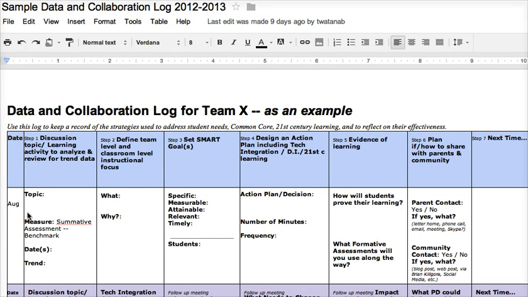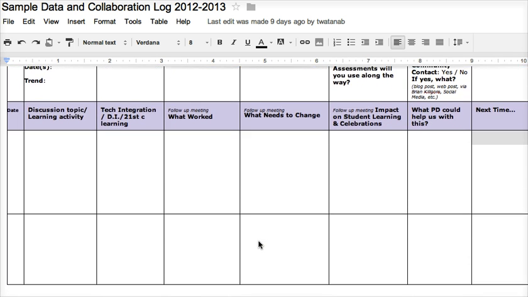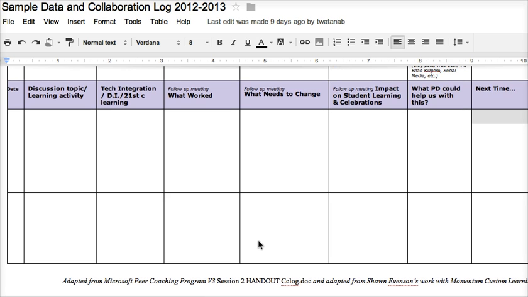First off, if my team is not starting with the data piece, I am not going to use this first section, which is the blue section of the data. I'm going to scroll down and use the purple section for the collaboration piece, the follow-up pieces.